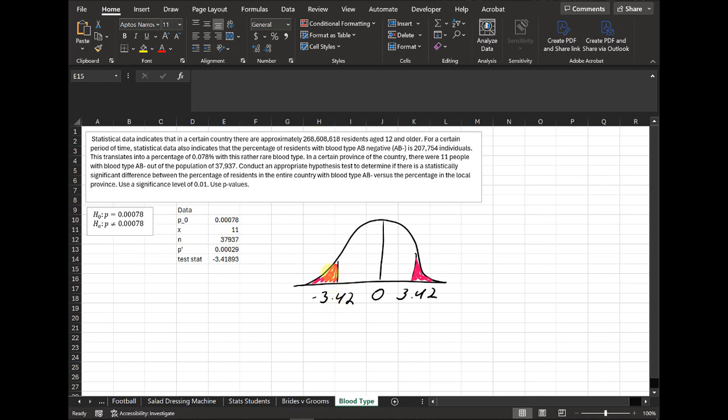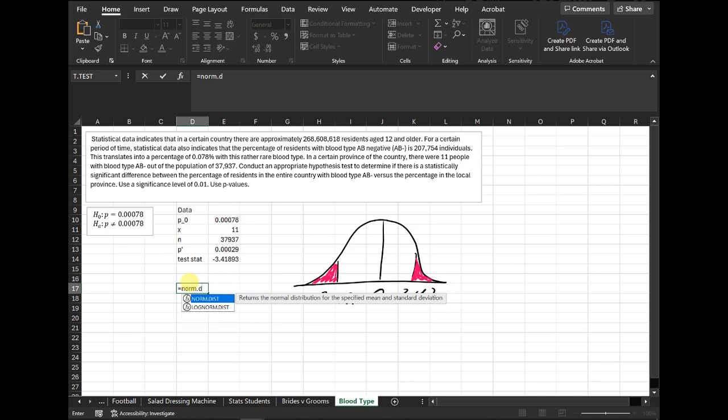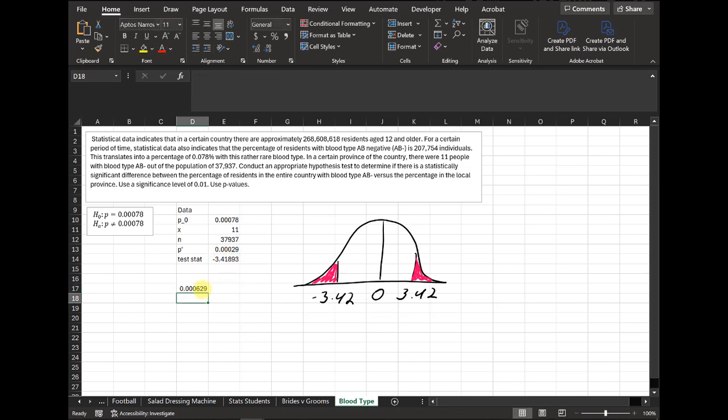So remember, when you're using p-values and it's a two-tailed test, you need to have the same symmetric p-value on each side. So this test statistic only gets you half of the p-value. So let's go ahead then and calculate what the area is here. So I'm going to use my norm.s.dist. I take my test statistic, comma true. Okay, and then I multiply this by 2. So I get a p-value of this 0.0006.